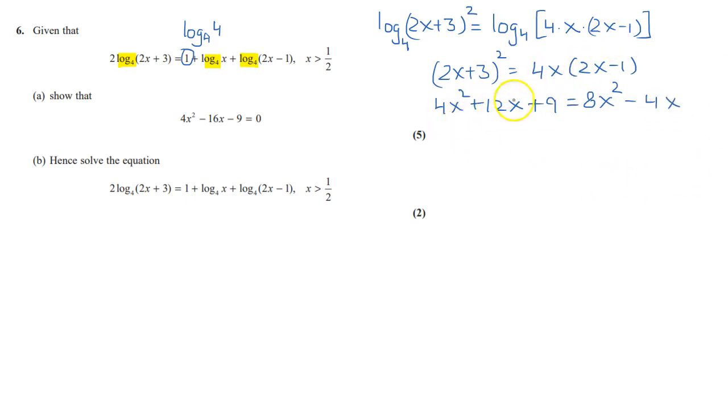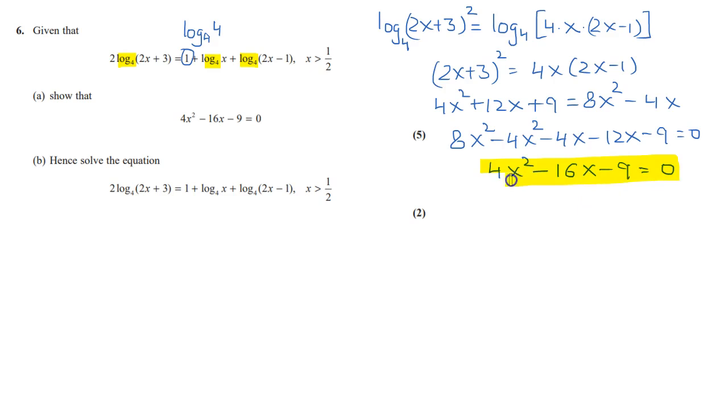So let's write this as 8x squared minus 4x squared. This is minus 4x, and this will become minus 12x, and plus 9 will become minus 9, equal to 0. So what we have: 8 minus 4 is 4x squared, minus 4 and 12 is 16x, minus 9 is equal to 0. That is what we were supposed to prove.